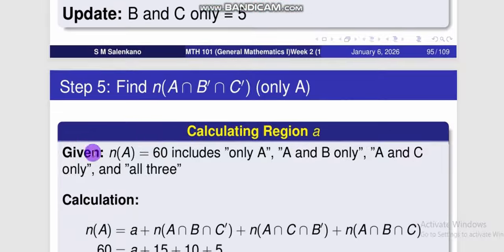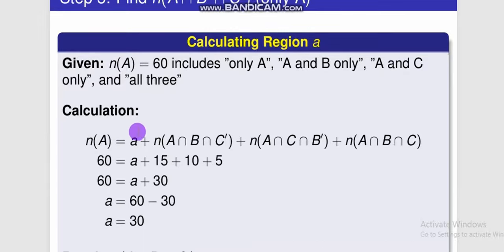So they said given, we were given this N of A, those who read newspaper A, their number was 60. So this 60 includes A only, A and B only, A and C only, and all the three. Do you see that? So you write that in a mathematical equation. Number of those who read A, you see, newspaper A is equal to A only. We don't know that, so we put A plus A and B only. That is A intersection B without C, and then A and C only. A intersection C without B, and then all the three.